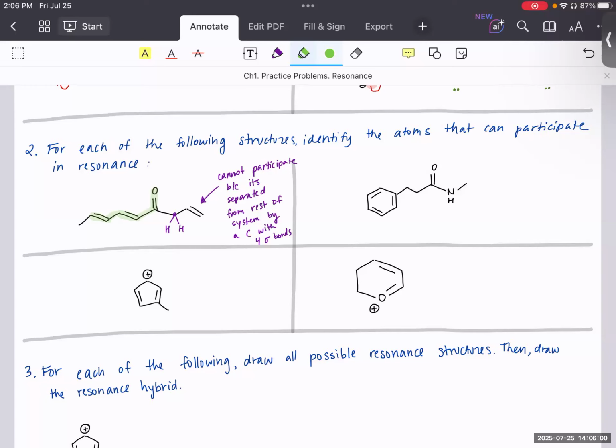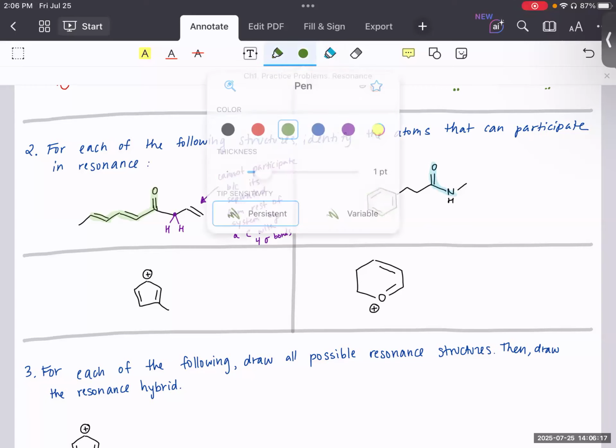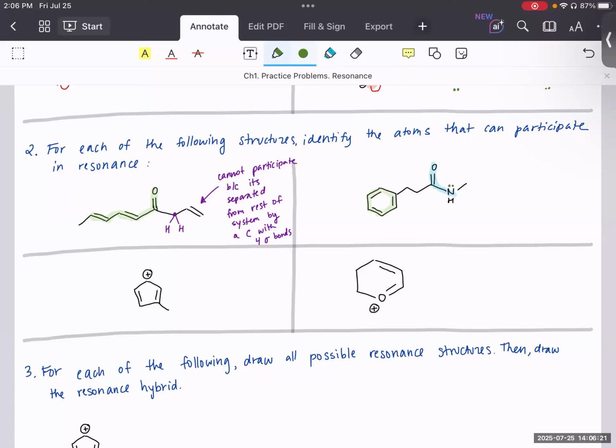All right, let's move on to the next one. So in this one, we actually have 2 separate systems. We have this ring system right here, where those are conjugated double bonds. And then we also have this amide right here, where the lone pair on this nitrogen we could draw in a resonance structure with that carbonyl. And we have a practice problem later on in this worksheet that goes through how to do that.